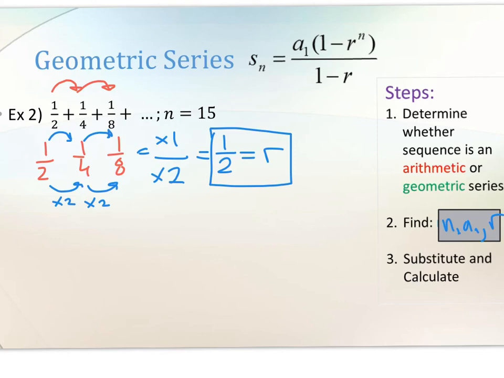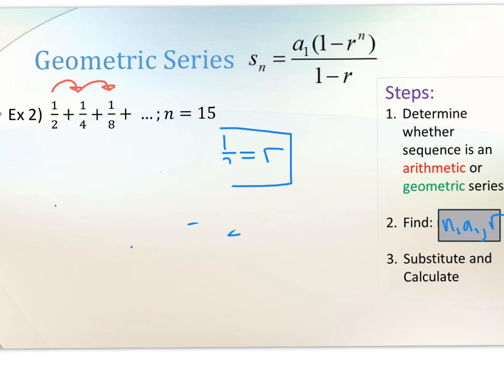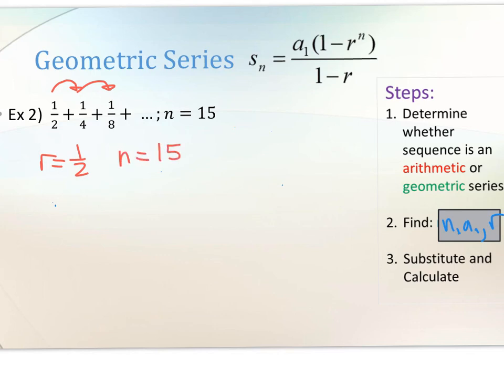If I wanted to divide the fractions, it would be 1/4 divided by 1/2, or 1/4 times 2/1, which would give us 2/4, and then 1/2. So we could do either one, but the idea is knowing your patterns and following your patterns. Now we have our r, and we just need a couple pieces of information. Our r is equal to 1/2. We still need our n, which it tells us is 15, so we're adding all these up to 15 terms, and then we need our first term. Our first term in this case is also 1/2.